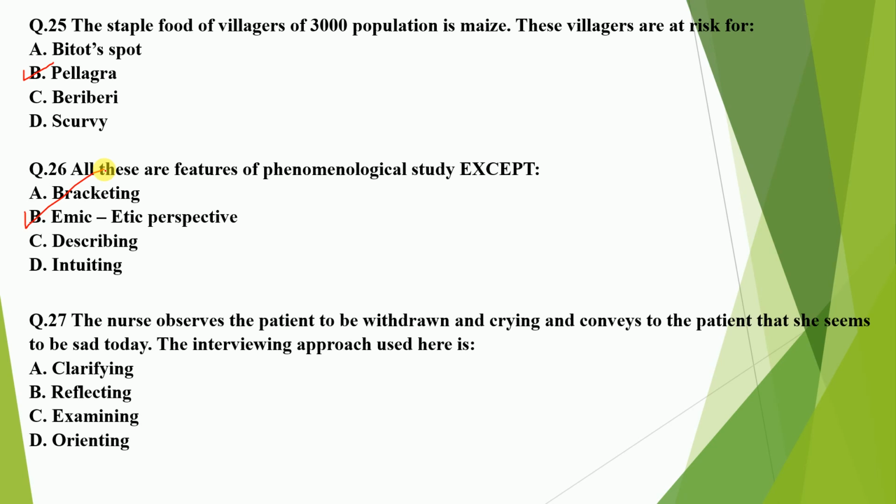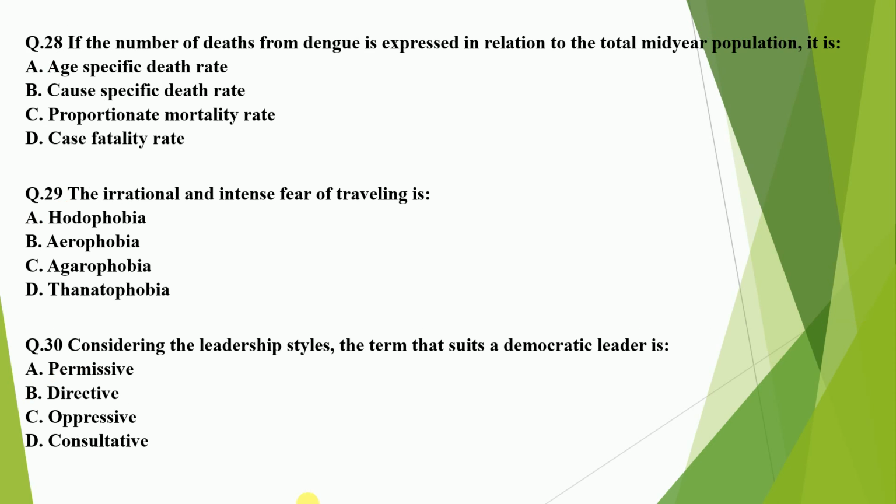Next question. The nurse observed the patient to be withdrawn and crying and conveyed to the patient that she seems to be sad today. The interviewing approach used here is: option A, clarifying; option B, reflecting; option C, examining; option D, orienting. Correct answer is option B, reflecting.